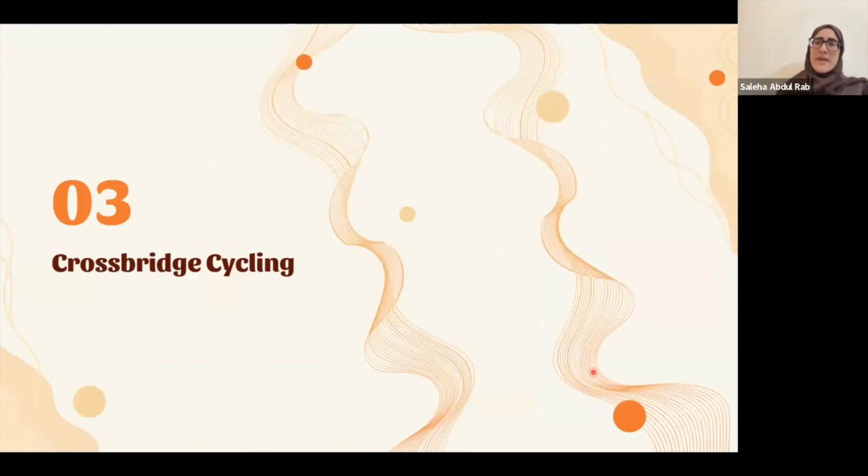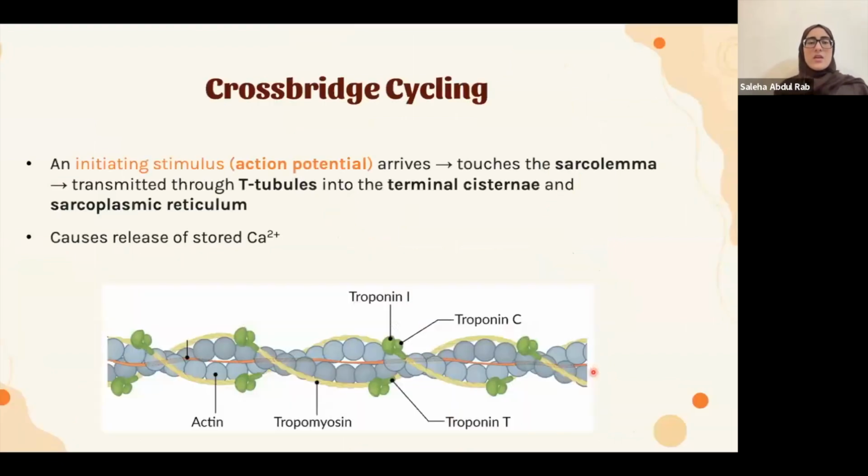I think we're already halfway with this lecture. So cross-bridge cycling, what is it, and what are we talking about? Cross-bridge cycling is essentially how the contraction of the muscle really happens. So here you have the initiating stimulus, the action potential. It arrives to the sarcolemma. It's transmitted through the T tubules into the terminal cisternae and the sarcoplasmic reticulum, and it causes release of calcium ions stored in the sarcoplasmic reticulum.